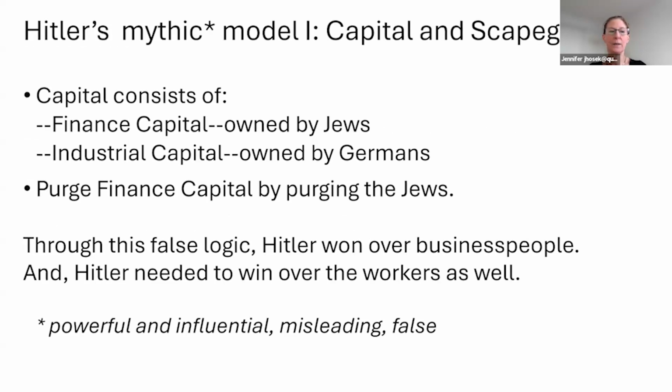Hitler presented the following mythic model, and by mythic, I say powerful, influential, but misleading, false. He imagined capital as being divided into two: one, finance capital owned by Jewish people, and the other, quote unquote good capital owned by Germans. So Germany's problem was only finance capital. And so to purge the Jews was to solve that problem.